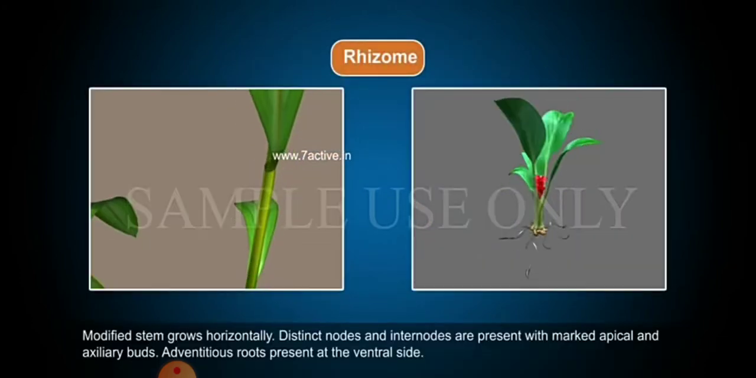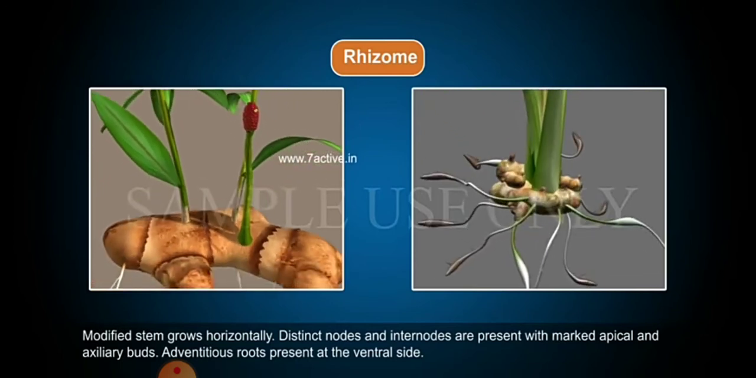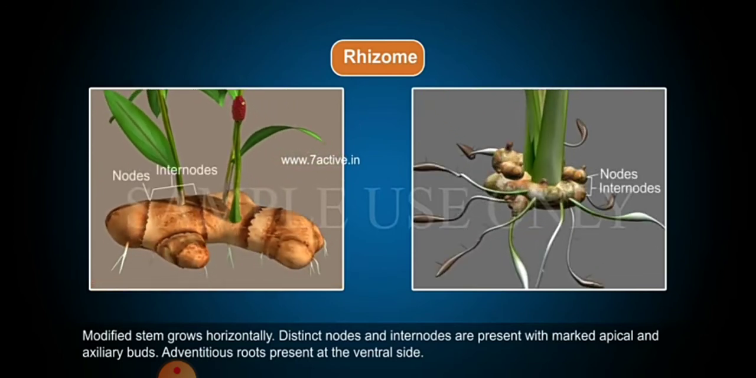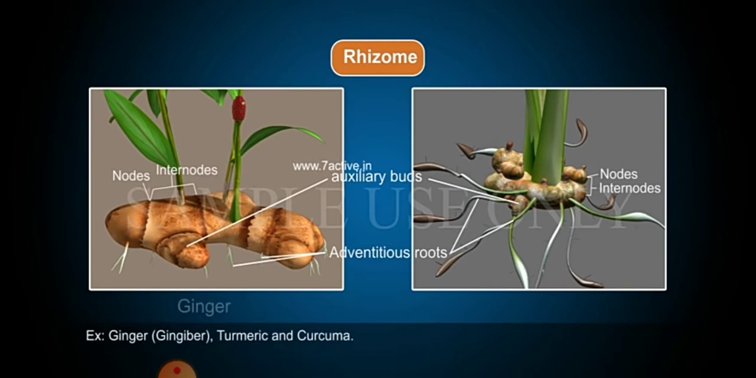Rhizome. Modified stem grows horizontally. Distinct nodes and internodes are present with marked apical and axillary buds. Adventitious roots are present at the ventral side. Example, ginger, Zingiber, turmeric, and Curcuma.